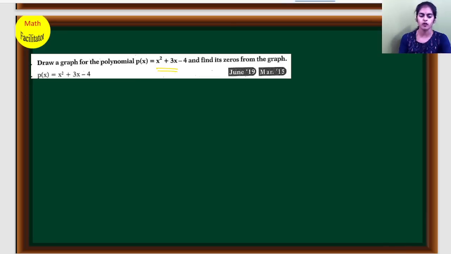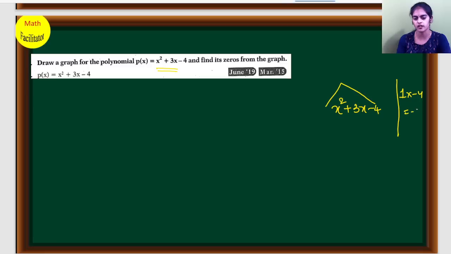This is the given polynomial, x square plus 3x minus 4. Now, how many of you know the factorization method? Here you take the product of the x square coefficient and the constant, which is 1 into minus 4, so the product is minus 4. Now the factors of minus 4 I can take as 4 and minus 1. If I add 4 plus minus 1, I'll get 3, and if I multiply 4 into minus 1, I'll get minus 4.